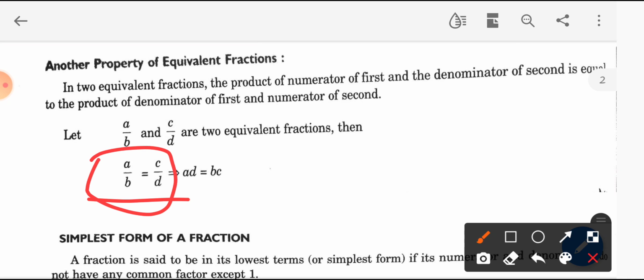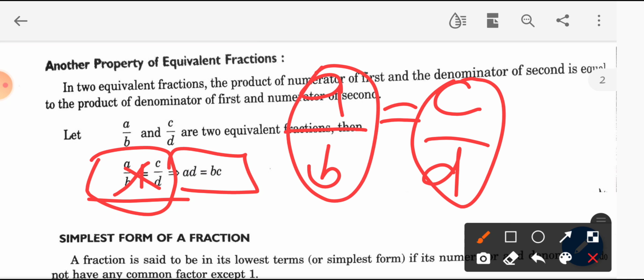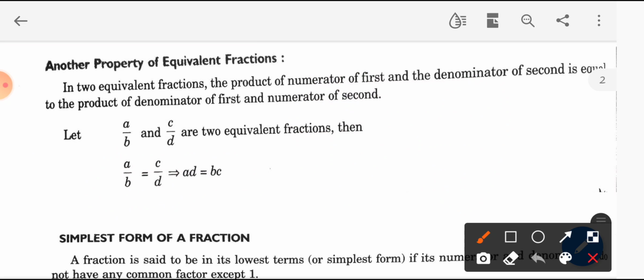If any two fractions are equal, then we can directly say that A multiplied by D is equal to C multiplied by B. Here A by B is equal to C by D, meaning let us take this as the first fraction and that as the second one. Then if both are equal, the multiplication of A into D is equal to the multiplication of B into C. Let us see one example.